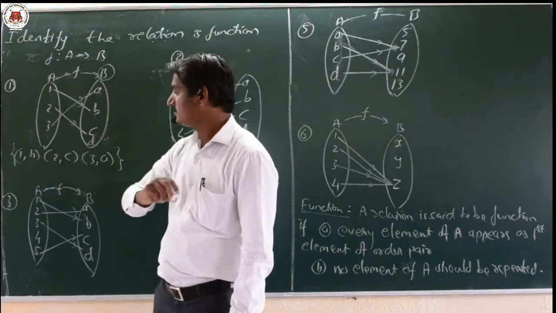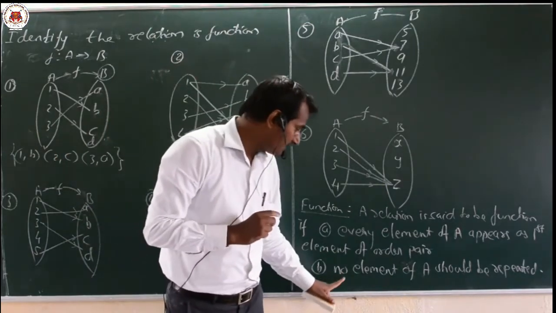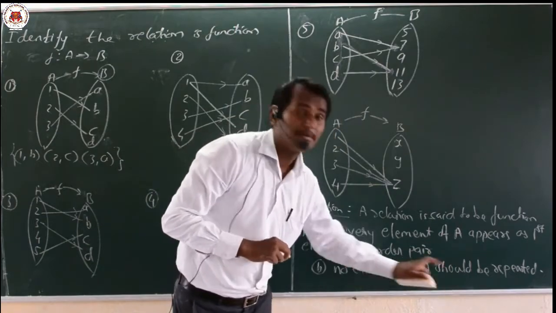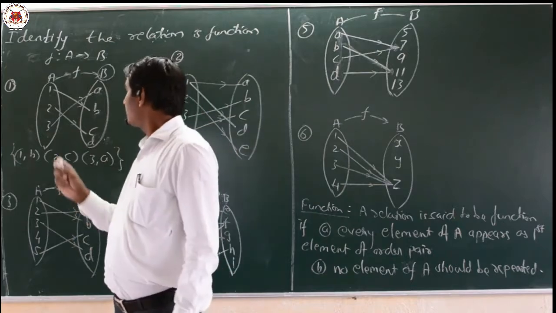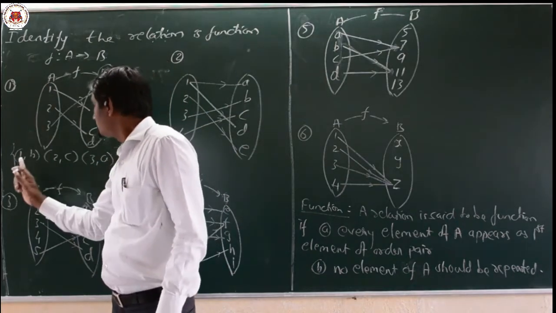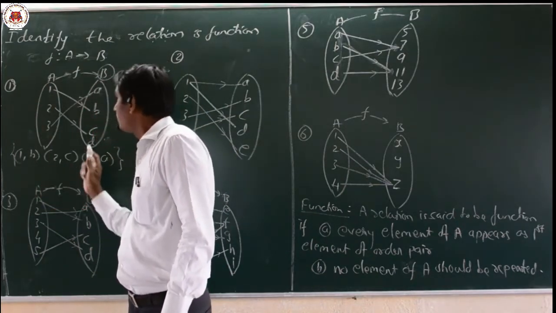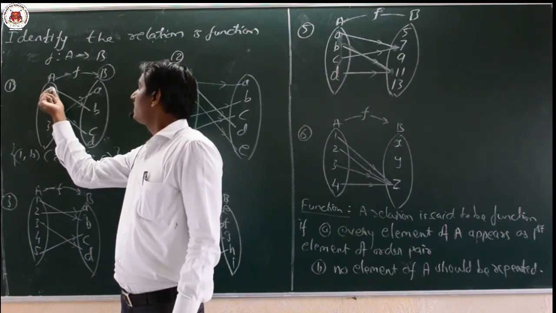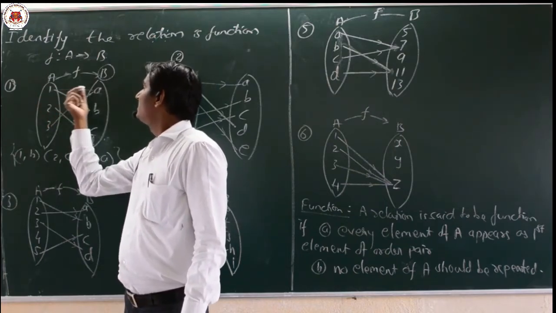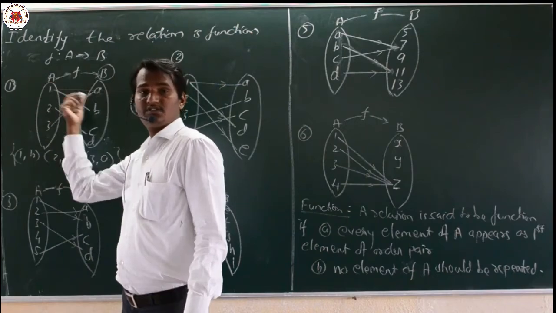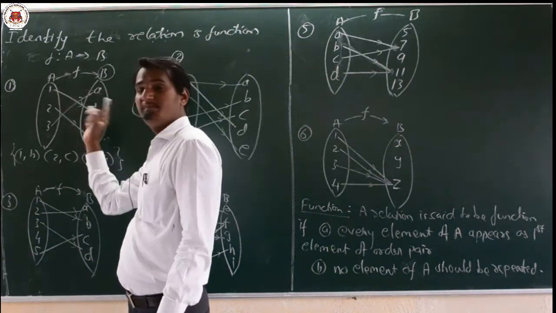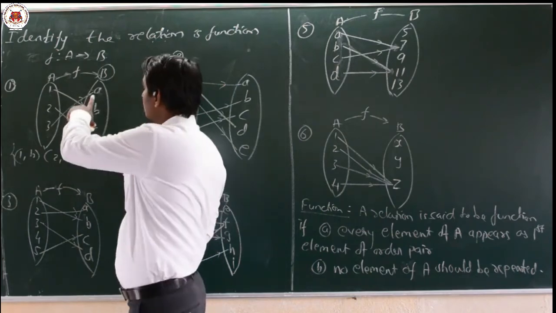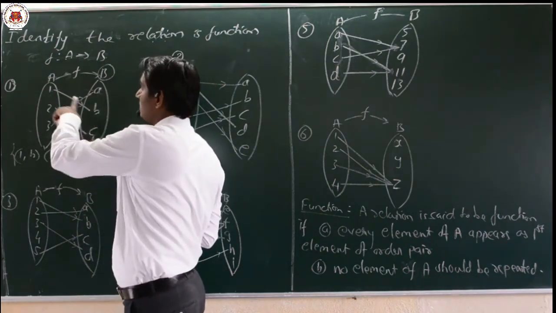Next, the second condition. What is the second condition, dear friends? No element of A should be repeated. That means an element of A should not be repeated here. Is 1 repeated or not? No. Repeated means we should not have two lines from it, that is, one element should not have two images in the set B.